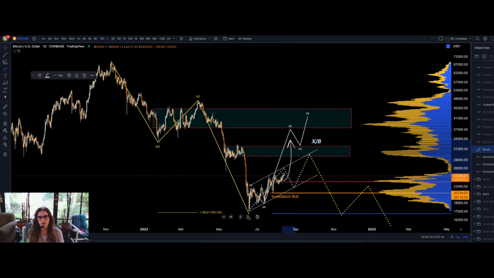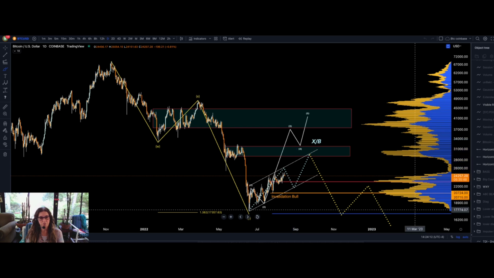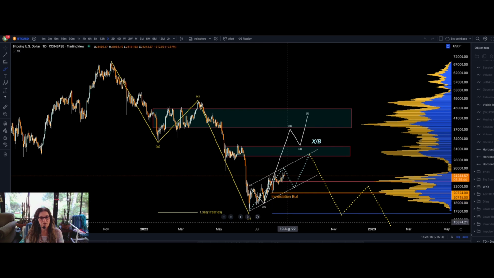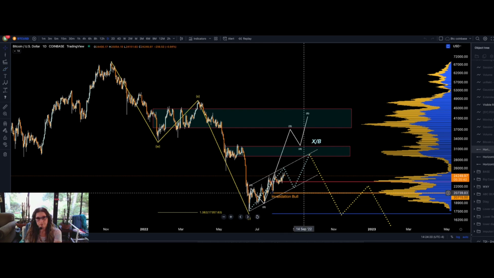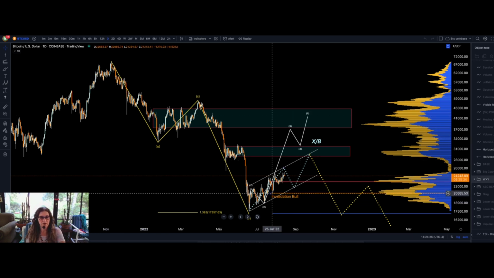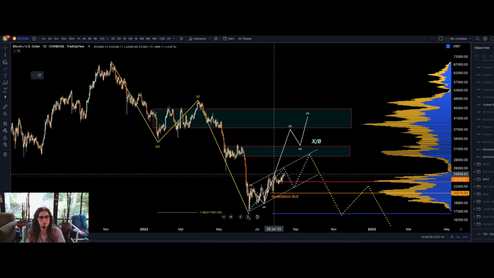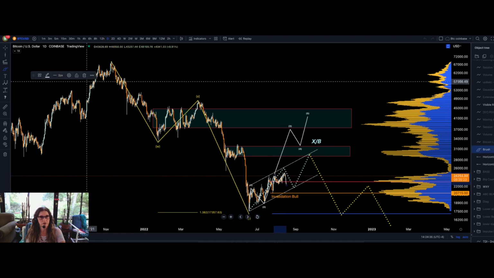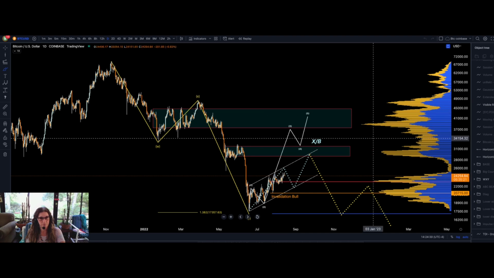Okay, now obviously the invalidation point for the bullish scenario is 20,715. Let me fix that. There we go. 20,715 right here at this low. And that's giving it the benefit of the doubt and saying that this middle structure is A, B, C. Okay, and we'll talk about that more when we get on the lower time frame.